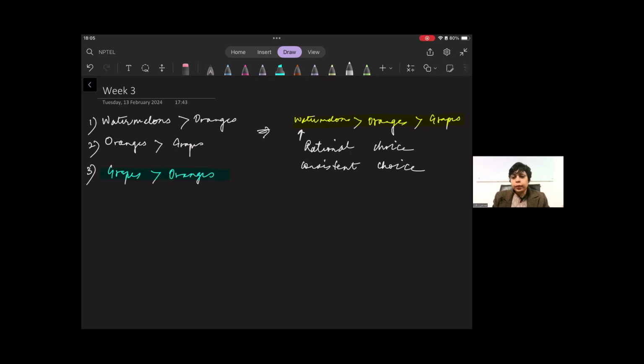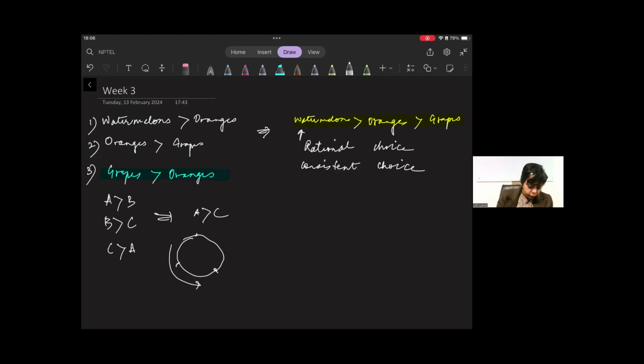So what he's doing is breaking a pattern, right? A greater than B greater than C implies A greater than C, right? But in his case, he's doing C is greater than A, which means we're going around in a circle like that, which means you can never actually predict what Robert is going to choose, right? This is A, this is B, this is C, going around in a circle like this.